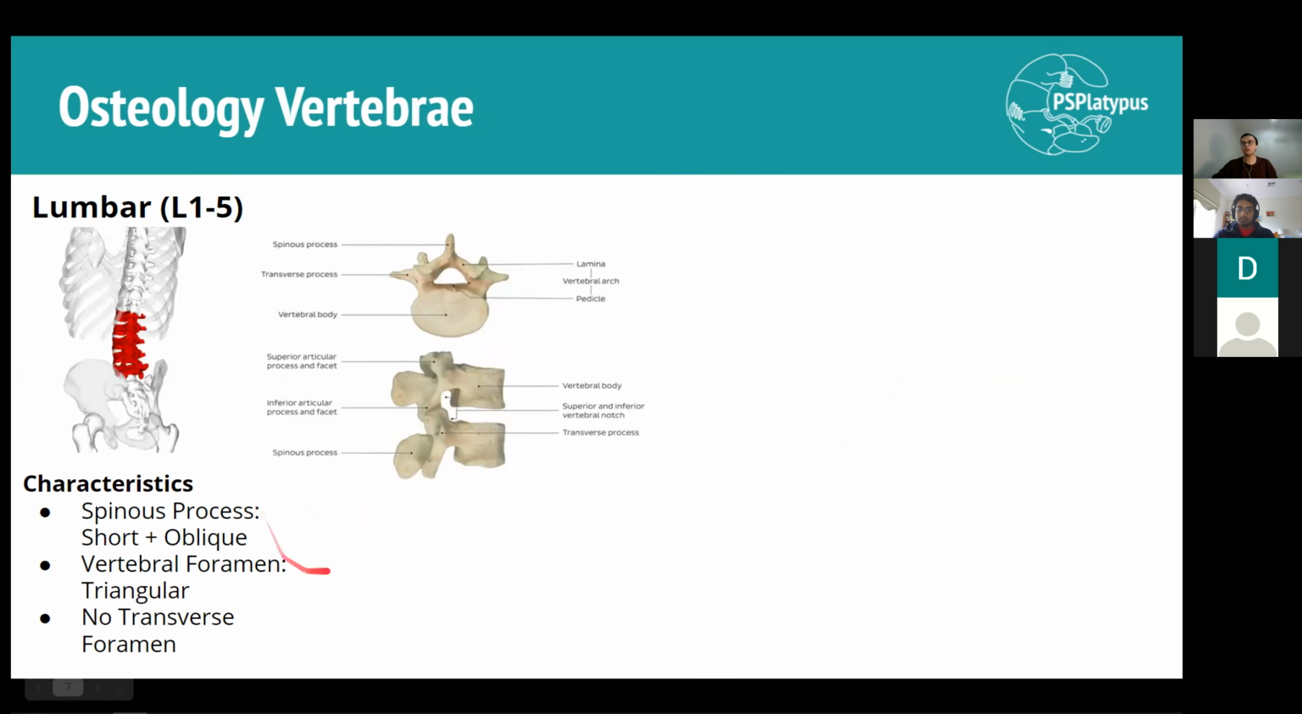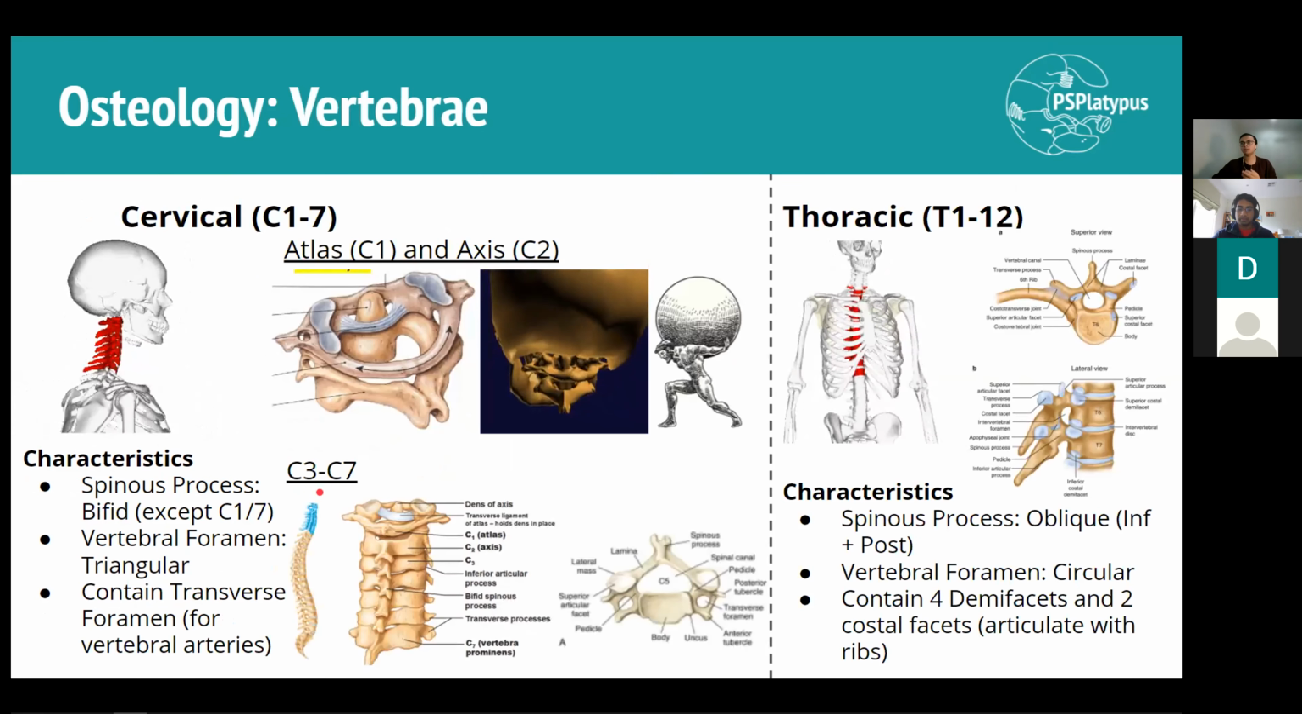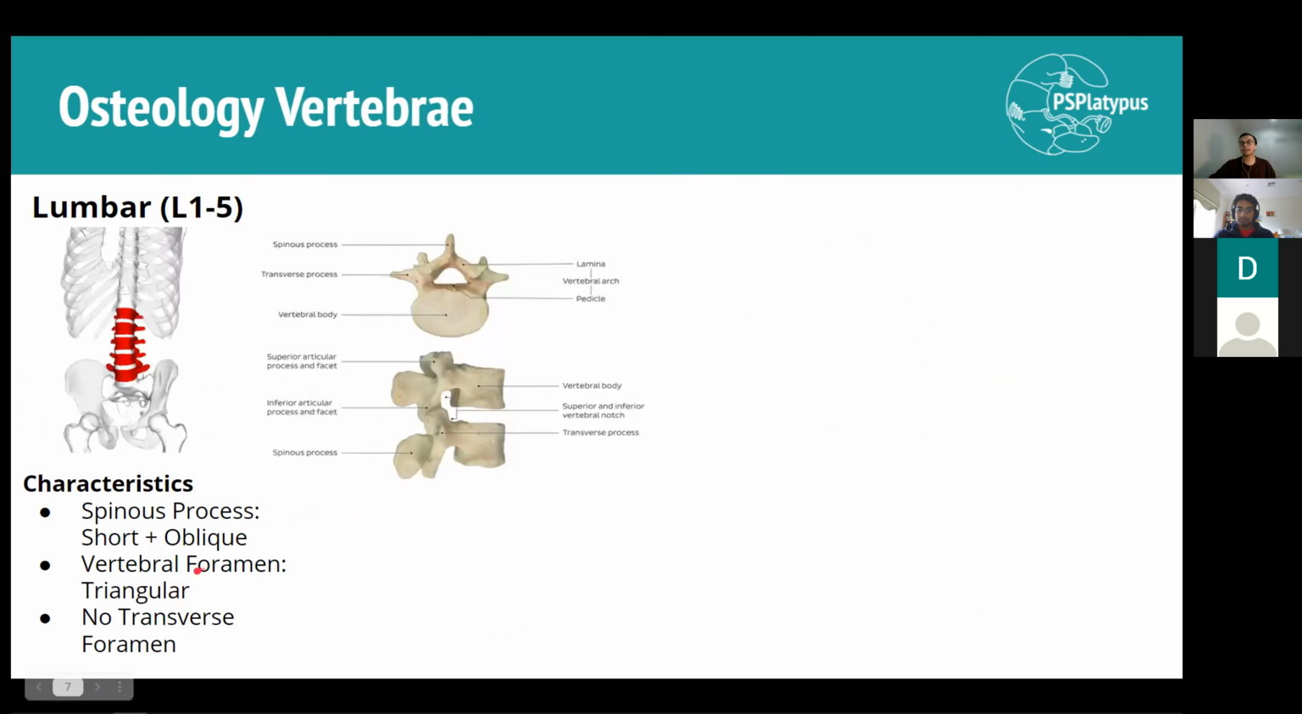The vertebral foramen over here is triangular, all right? And that's a distinction between that and the thoracic one, which is circular. And the last thing is that it has no transverse foramen. So it's not going to have any of those transverse foramen or those holes because the vertebral arteries have already come off and left.